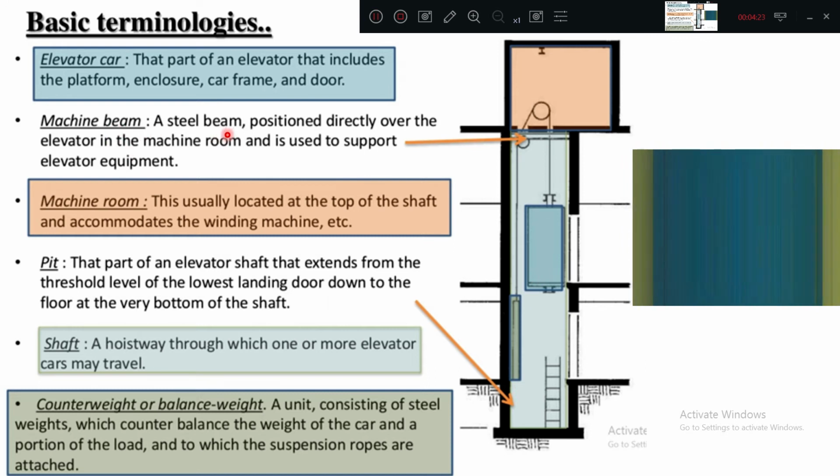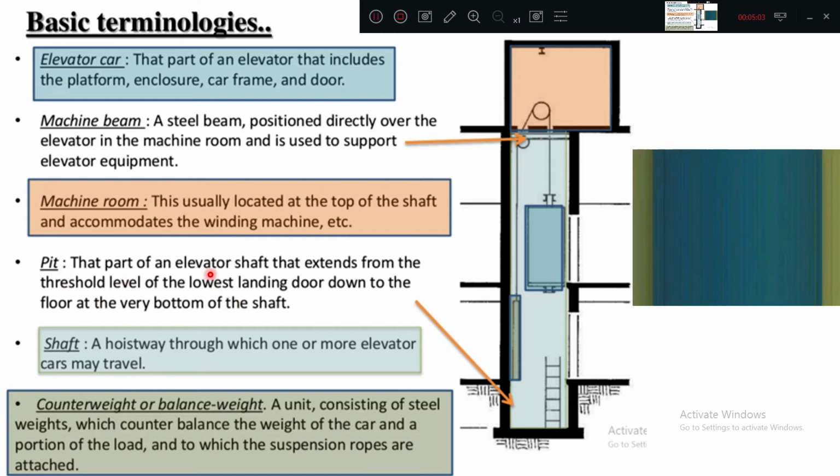Machine beam: a steel beam positioned directly over the elevator in the machine room and used to support the elevator equipment. Where is that machine beam? This is the machine beam, directly situated above this one, which will support the total assembly. In a normal building also, the beam is supporting what? Slabs. Yes. Machine room: this is usually located at the top of the shaft and accommodates a winding machine. So all the things will come here. This is called the machine room.